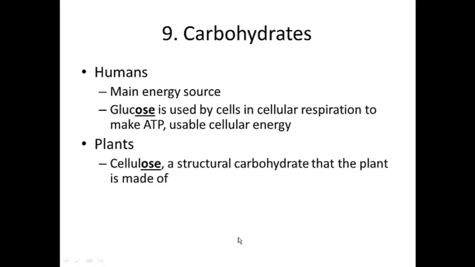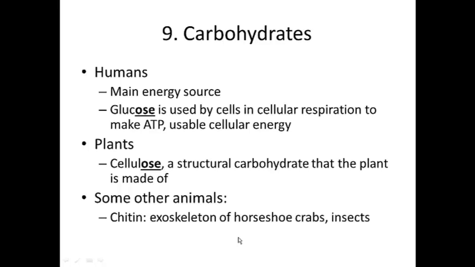In plants, carbohydrates may be found for a structural purpose. So cellulose, again, ends with "ose," so we know that's a sugar. And cellulose is what the plant is made of. For example, paper, which is made from trees, is just cellulose. Some other animals use more complex carbohydrates, such as starches, like chitin, which is the exoskeleton of horseshoe crabs and most insects. They have this exoskeleton, which is actually made from very complex carbohydrates called starches, and chitin is an example of that.